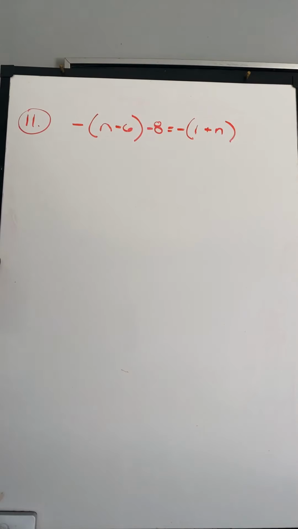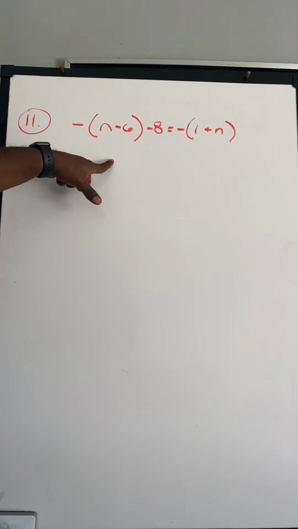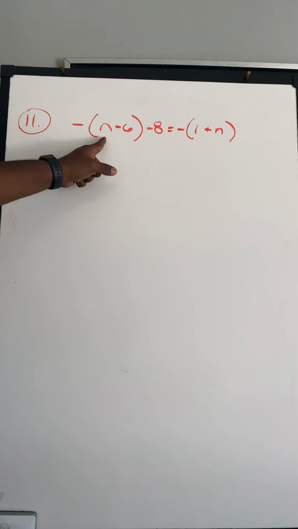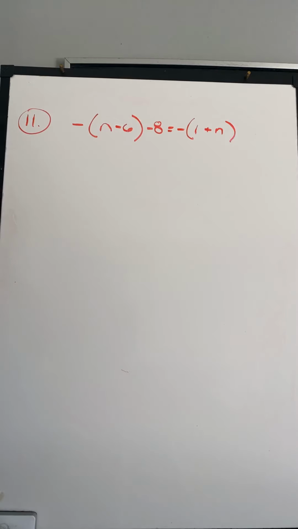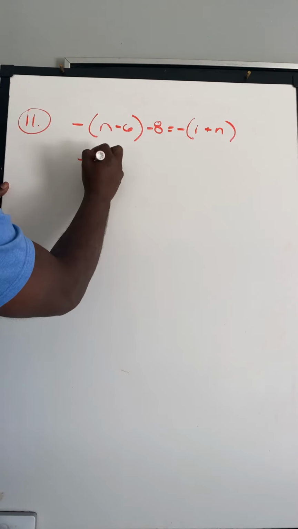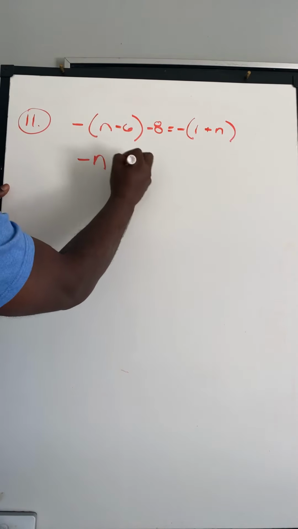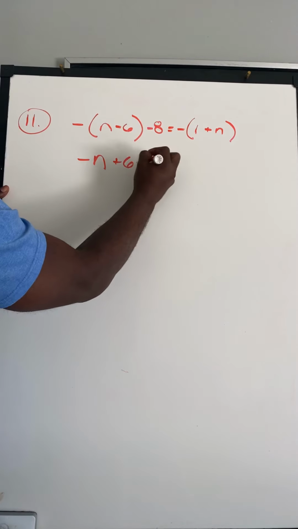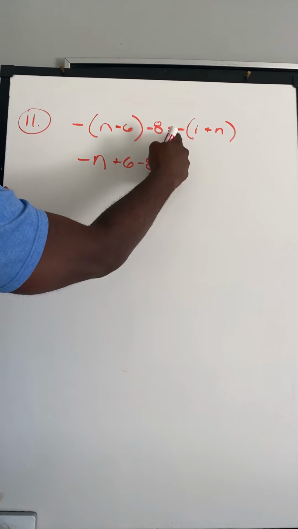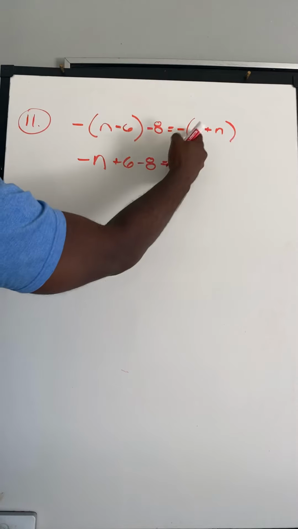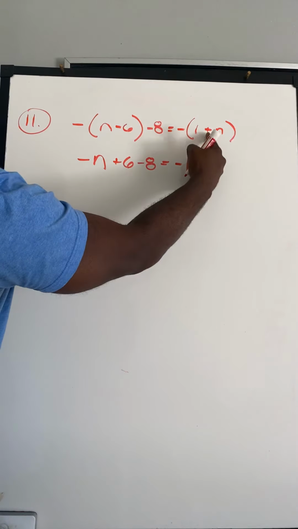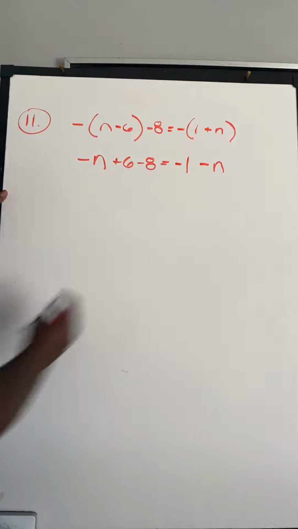All right, let's work it out. I have a negative outside of the parentheses. What happens when I have a negative outside of the parentheses? Remember that there's a negative 1 there. That means I distribute the negative inside the parentheses. In other words, shortcut, I change the sign of everything inside the parentheses. Positive n now becomes negative n. Negative 6 now becomes positive 6. Bring down your negative 8, equals negative, distribute, same principle. That 1 becomes negative 1. That n becomes a negative n.